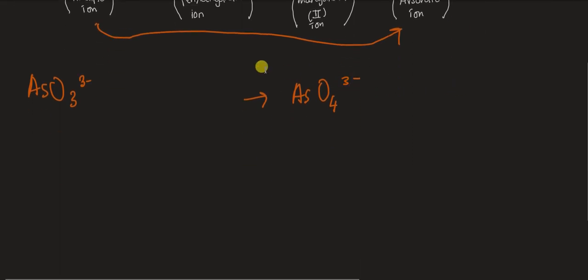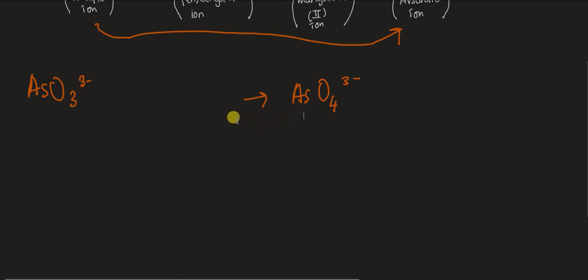The first step that we have to do is balance the atoms apart from the oxygens. In this case, it's the arsenic, As. On the left hand side, we have 1 As atom, and on the right hand side, we have 1 As atom. So the number of arsenic atoms is balanced, and we can proceed with the next step.